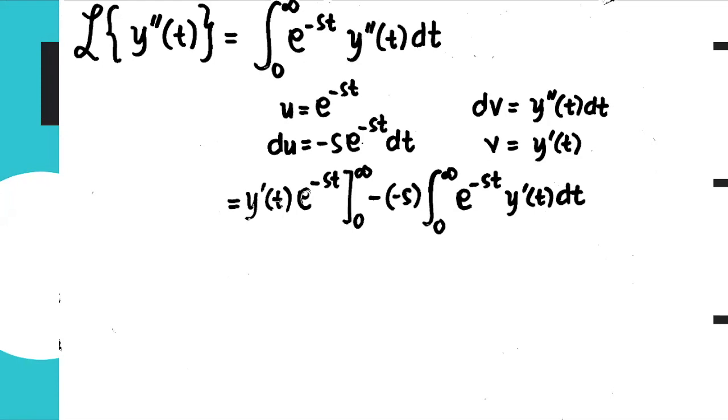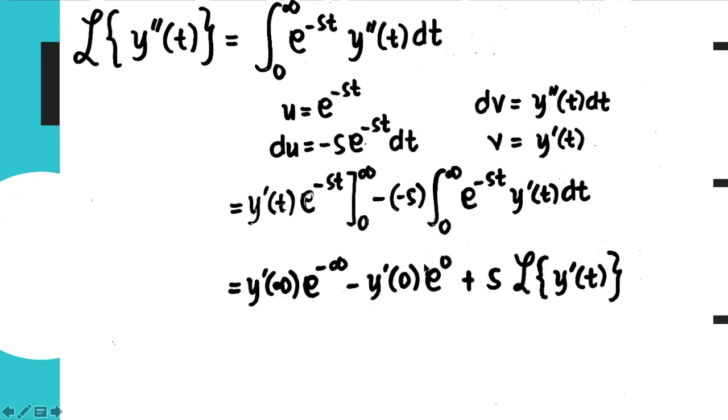Okay, applying the limits later from 0 to infinity. This is u times v minus the integral of v times du. What is our v? Y prime of t. What is our du? It's minus s e raised to negative st times dt. Okay? And then we apply the limits and simplify.